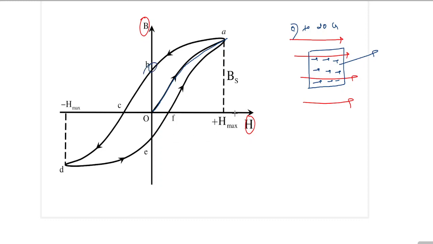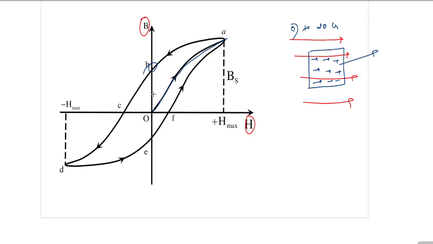So it started off with the applied field being 0 and the magnetization of the material being 0. But when you go back, it doesn't become 0, which means this material has some magnetism left in it. That is given by the point B. This is called retentivity.